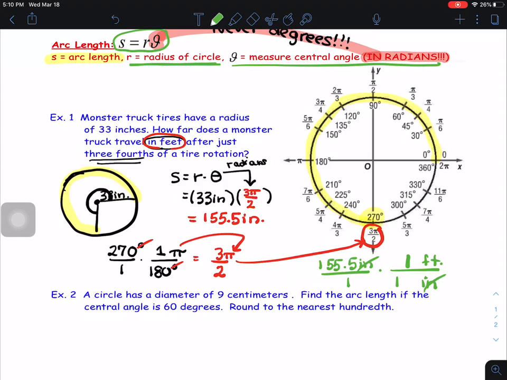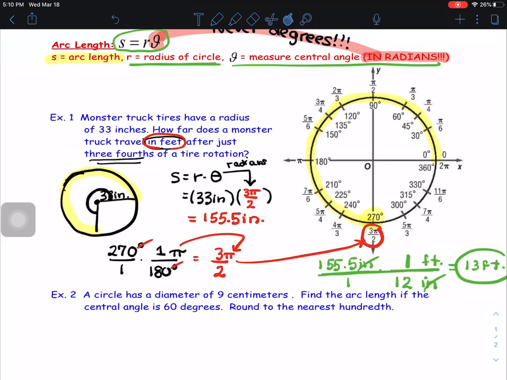We know that 1 foot is the same thing as 12 inches. And so what we would type into the calculator would be 155.5, and we would divide that by 12, okay? Because when you multiply fractions, it's like we're just connecting this as one big fraction here. Okay, this is going to come out to exactly 13 feet. That's how far the truck would have rolled with 3/4 of a rotation of its tire.